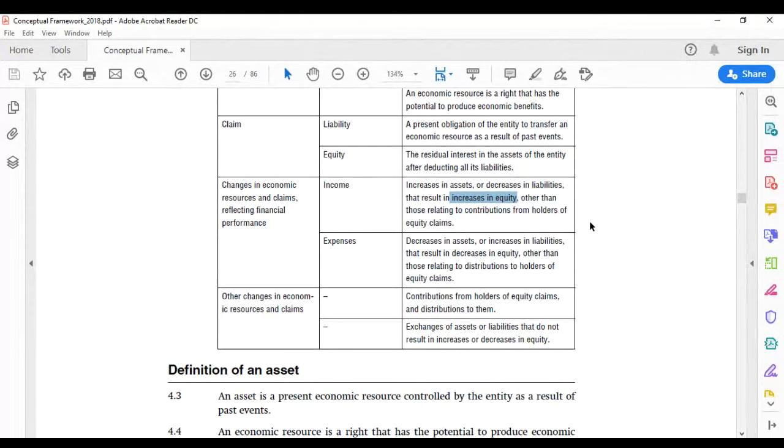So it does increase your equity, but that increase in equity is not because you have issued shares to your shareholders. In other words, other than those relating to contributions from holders of equity claims, right? So to summarize that, it means that it either increases one of your assets or it decreases one of your liabilities, and that will result in your equity increasing, but that increase in the equity is not because you've received more money from your shareholders, it's because you've made a profit.